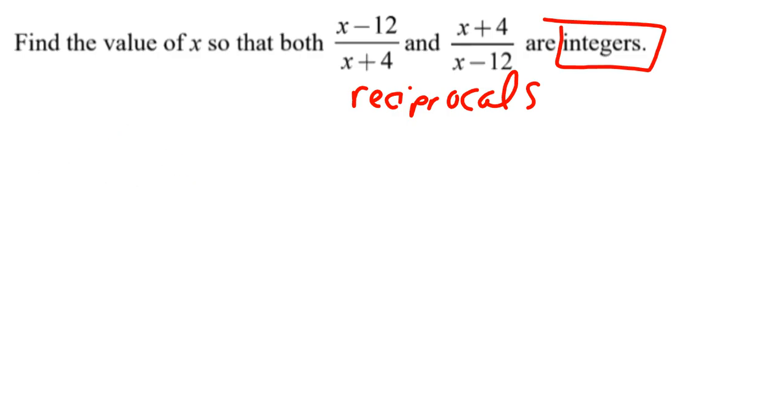So let's erase that. All right, so let's think, would 2 work? Well, 2 is like 2 over 1, which means its reciprocal will be 1 over 2. Oh, not an integer.